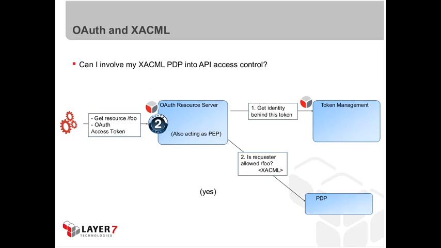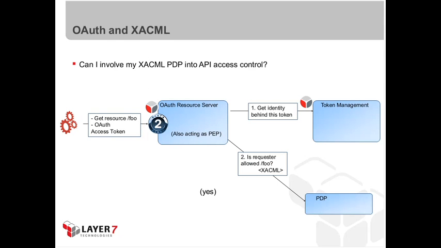So how does OAuth and XACML intersect? And can you involve an existing XACML infrastructure in order to control access to your APIs? So what I illustrate here is an OAuth resource server, which at runtime would also be acting as a policy enforcement point. So imagine an OAuth resource server that gets a request for a specific resource and would construct an XACML request using information associated with the access token that comes in at runtime.